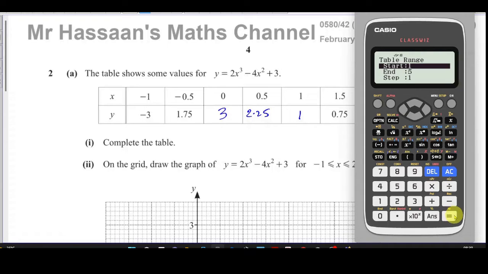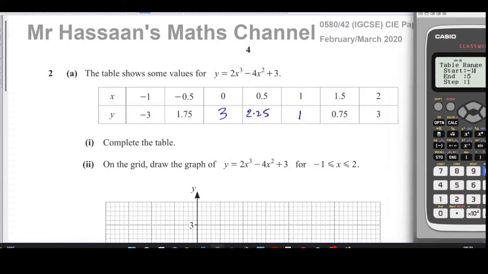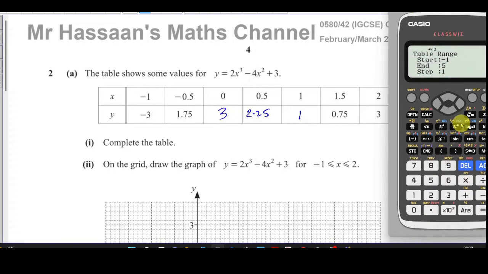Then you press equals again, and we want to start from -1, so it says table range: we put -1, and at the end, we want to end at the number 2. Press equals, and then the step, which means how much you're going up by. It's going from -1 to -0.5 to 0, so we're going up by 0.5s. And then when you press equals, it will give you a table.